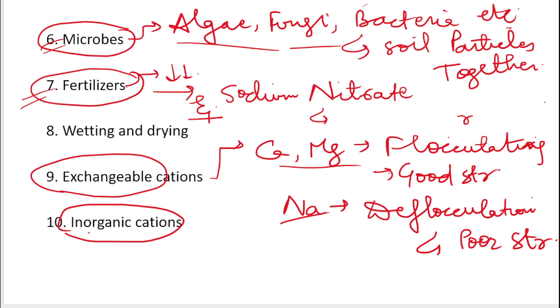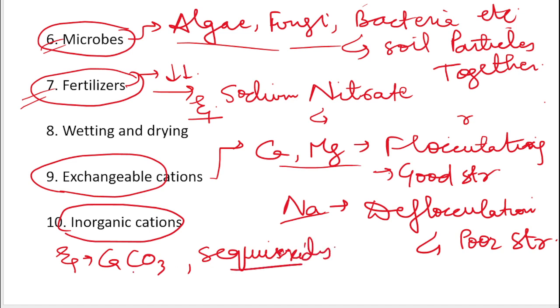Next are the inorganic compounds such as CaCO3, or you can say sesquioxides. These also have profound impact on soil structure. CaCO3 in good amount improves soil structure, but there are some that also decrease it, which leads to poor structure. So these are some factors which affect soil structure. I hope you all understand this.